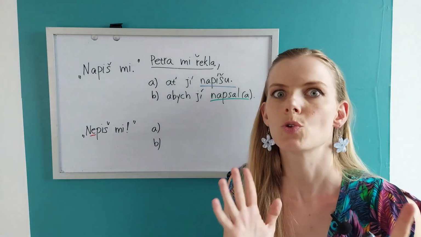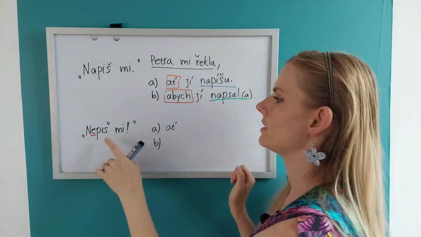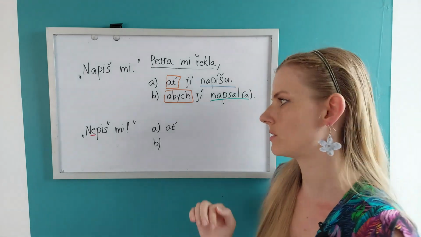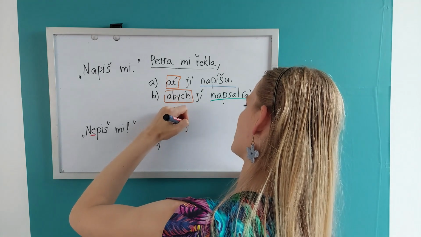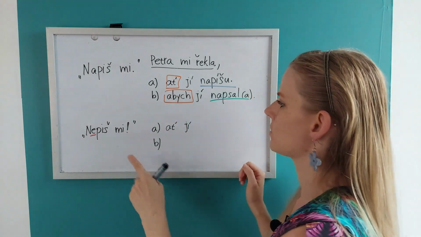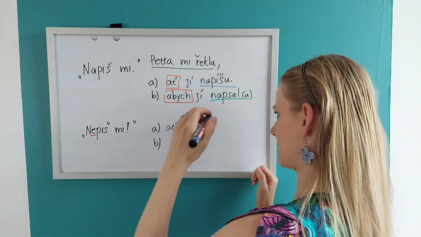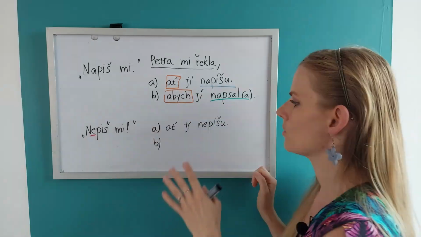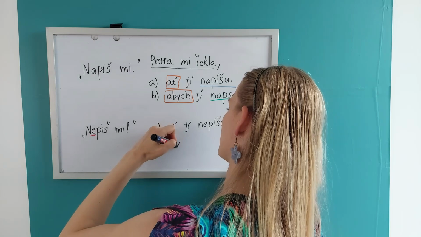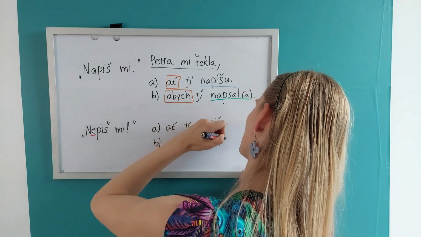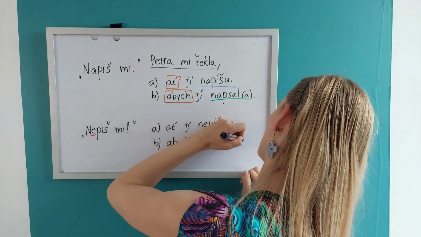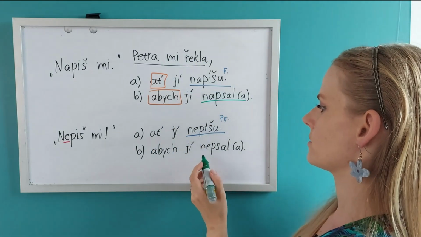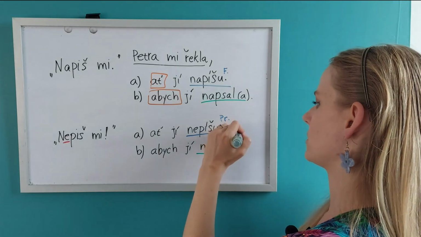Now, nepiš mi, don't text me, don't write to me. Nepiš mi, nepsat, from psát, is imperfective. So this would be the same, ať jí, dative. Then we would be using the present tense. Ať jí nepíšu. Or Petra mi řekla, abych jí nepsal, nepsala. This was future, this is present, and this, as always, is the past form.